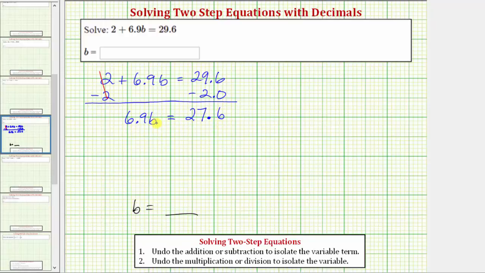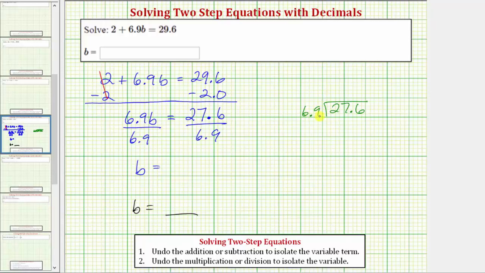And therefore the second step in order to solve for b is going to be to undo this multiplication by performing the inverse or opposite operation. In order to undo multiplying by 6.9, we will now divide both sides by 6.9. Dividing by 6.9 undoes multiplying by 6.9, and therefore the left side simplifies to b. This is also 6.9 divided by 6.9, which equals 1, and 1 times b is b. And therefore b is equal to this quotient on the right. Let's show this quotient on the side. We have 27.6 divided by 6.9.